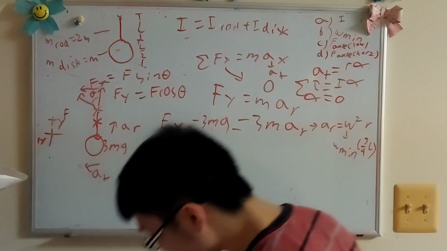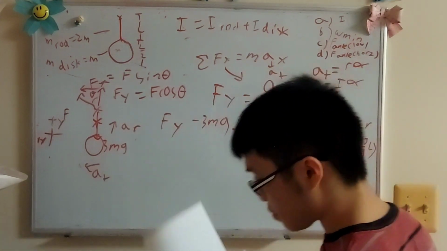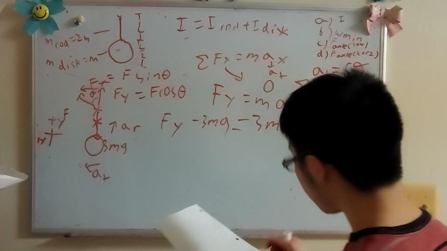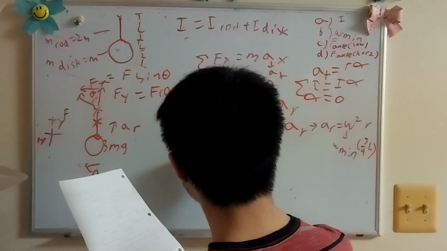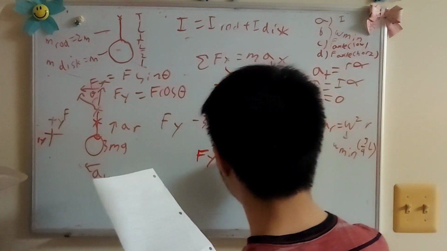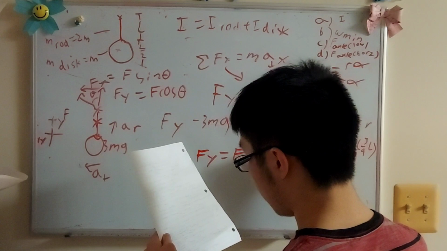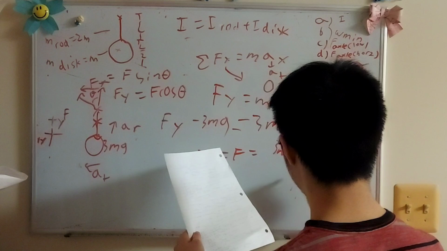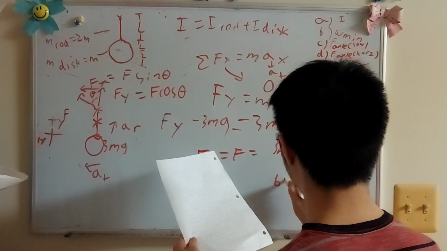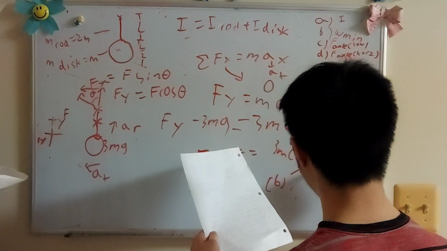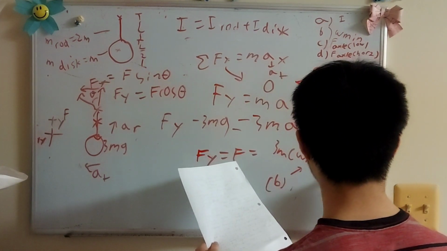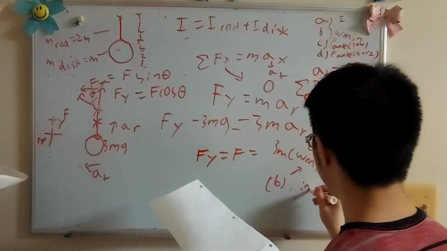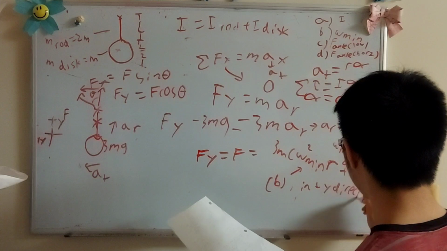And you would find that your final answer would be, if I can find the page for it, F of y is equal to F, which is equal to 3m, this being part B's answer, r being 3/4 L, plus g in the plus y direction. That's our answer to C.